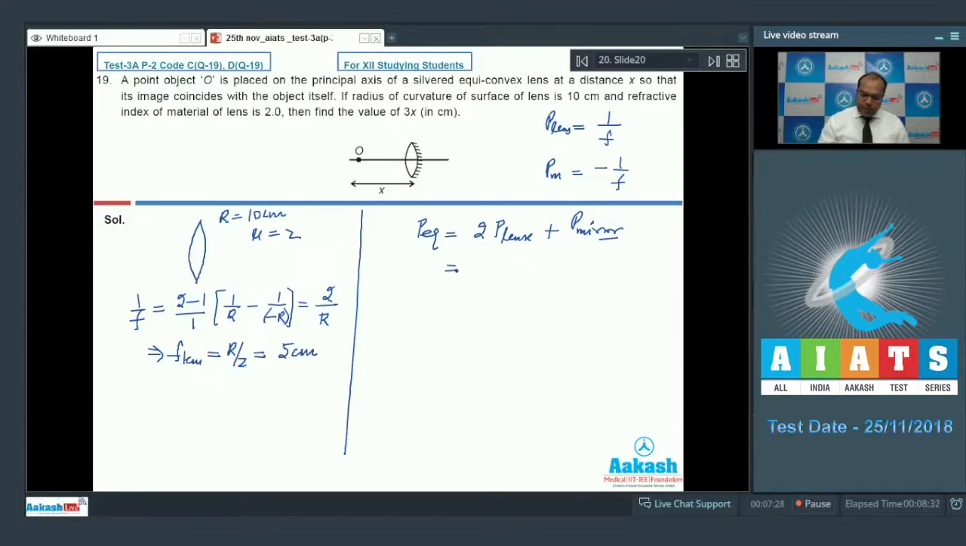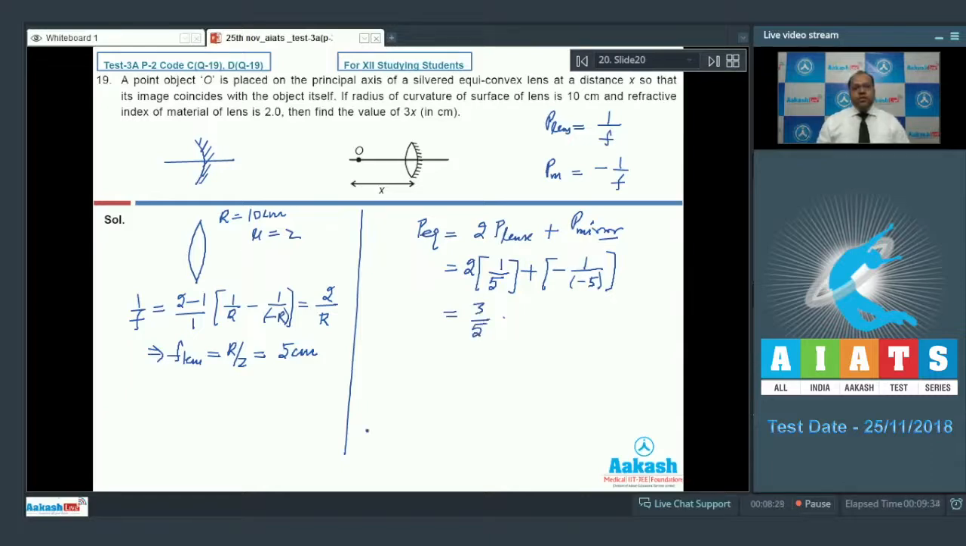So I can write 2 times 1 upon 5 plus power of mirror, so minus 1 upon the focal length of the mirror. Suppose if I consider this part, then the radius of curvature is given 10 centimeter, then the focal length will be 5 centimeter, because in case of concave mirror, f is equal to r by 2. So it can be written as minus 5 centimeter, because focal length is negative in this case. So on further solving, it comes out to be 3 by 5.